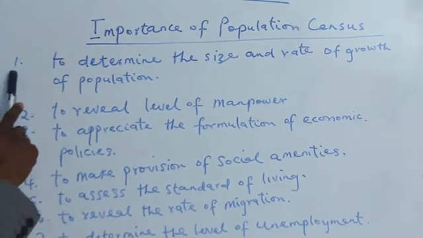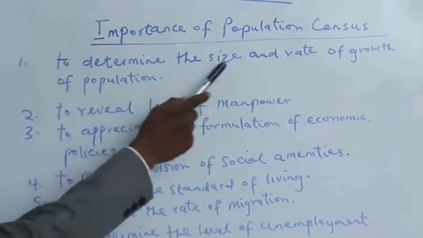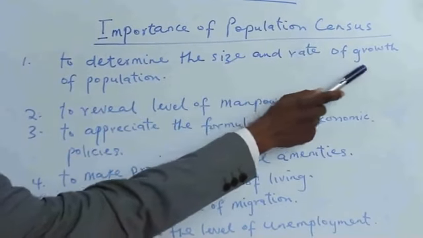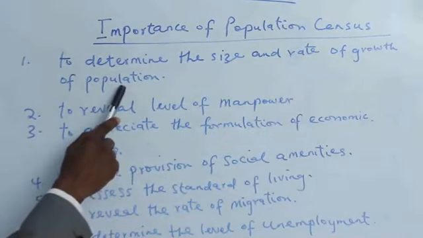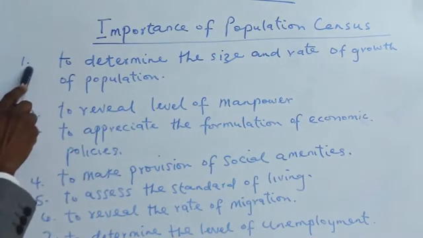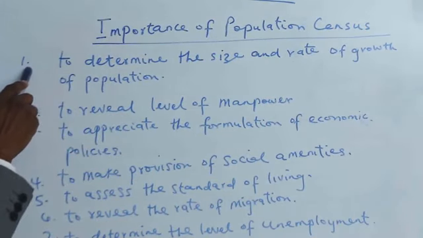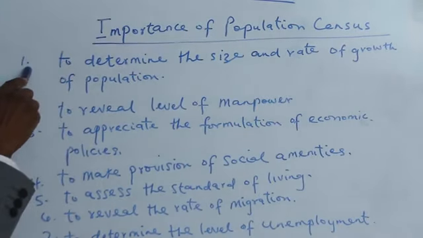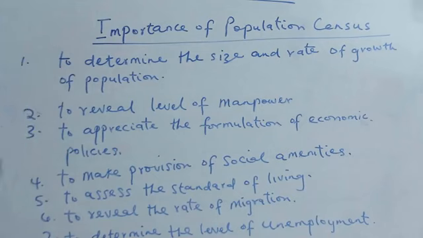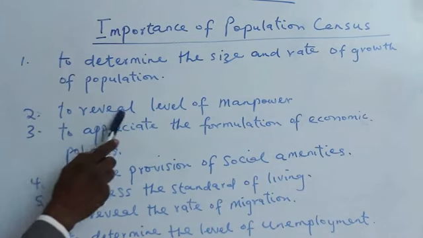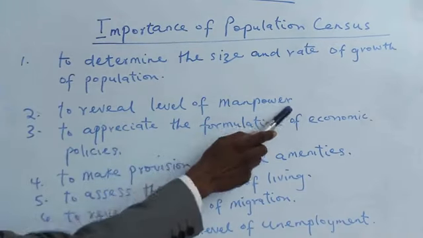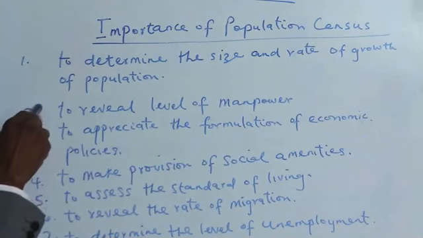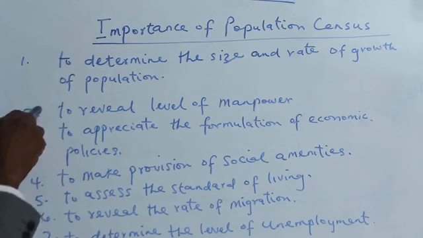1. To determine the size and rate of growth of population. Census is carried out in order to know at what rate the population is increasing and what is the size. Is it large or small? 2. To reveal the level of manpower. That is, in order to know the number of people that are working or that are in the working class in an economy.